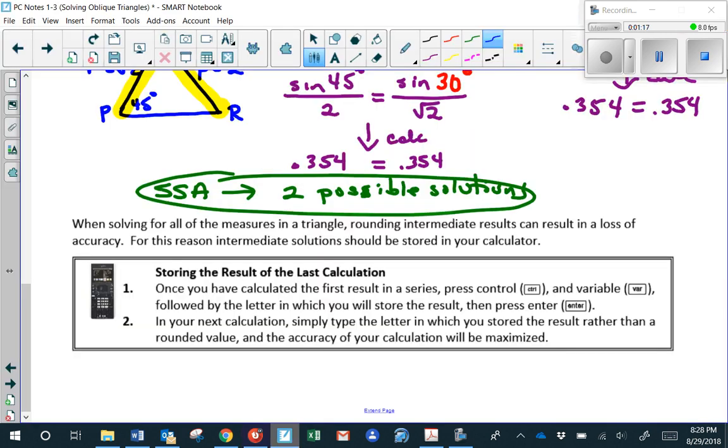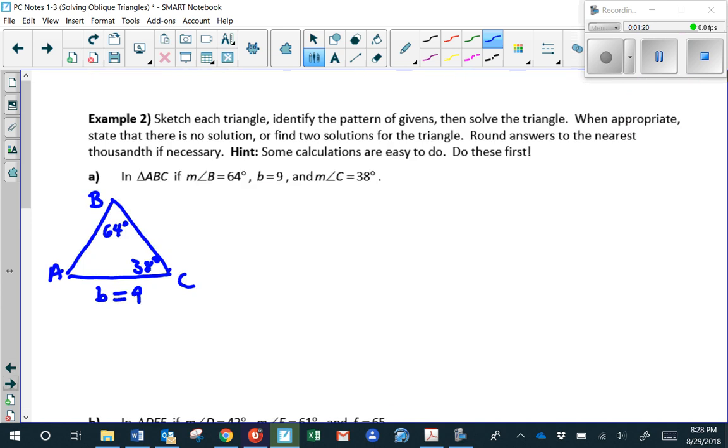So, in the next example, we're going to be solving a triangle in which we have 2 angle measures given. So we have 64 and 38 degrees in triangle ABC, and we also have side B is 9 given. If we think about the pattern of givens here, it is 2 angles and a side, where the side is not in the middle, so this is angle, angle, side. And if that's the pattern of givens, we should use the law of sines. The law of sines will always be simpler to use, so we're going to use it if possible.